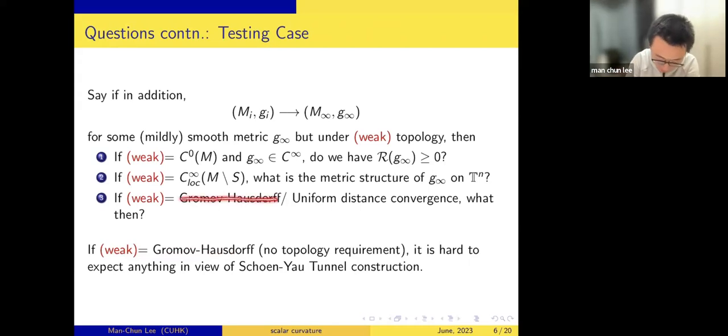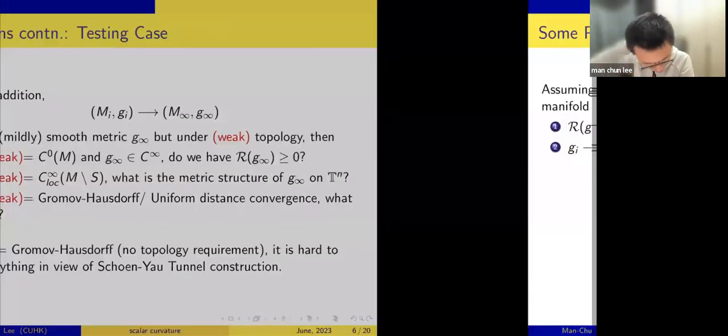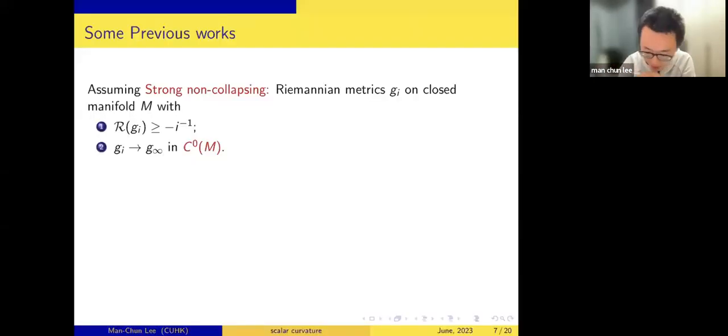I will at first ignore the Gromov-Hausdorff topology in this type of question. But you can still ask something else. Before I talk about some of my thoughts, let me mention some earlier works. At this moment, I don't insist on considering the torus.